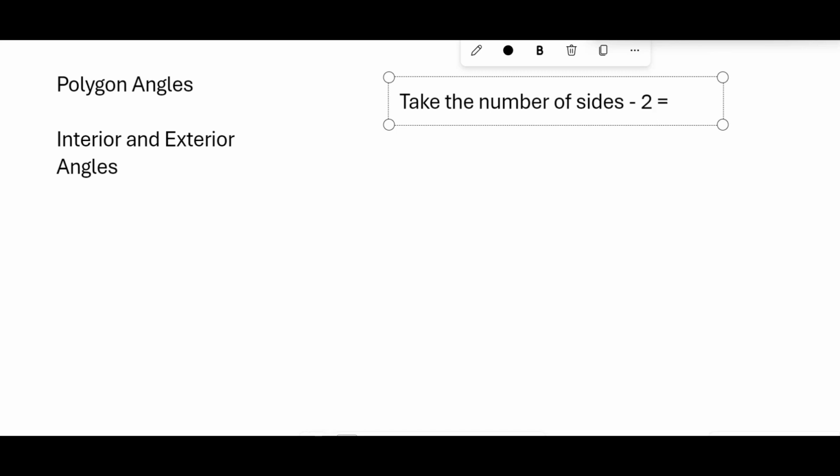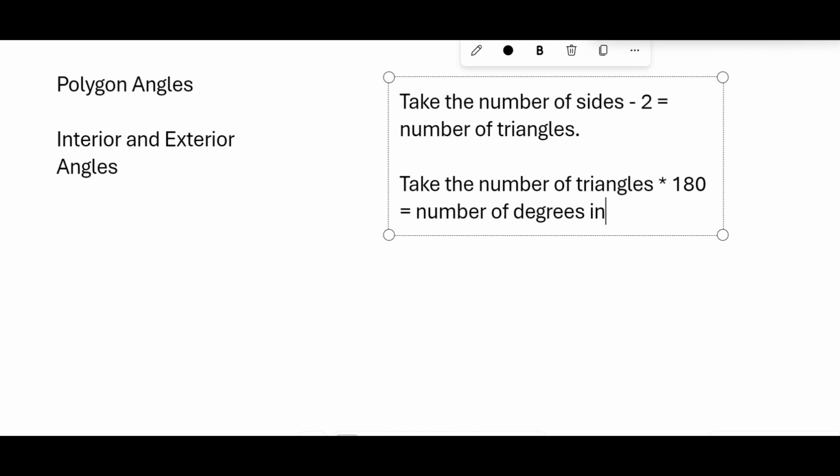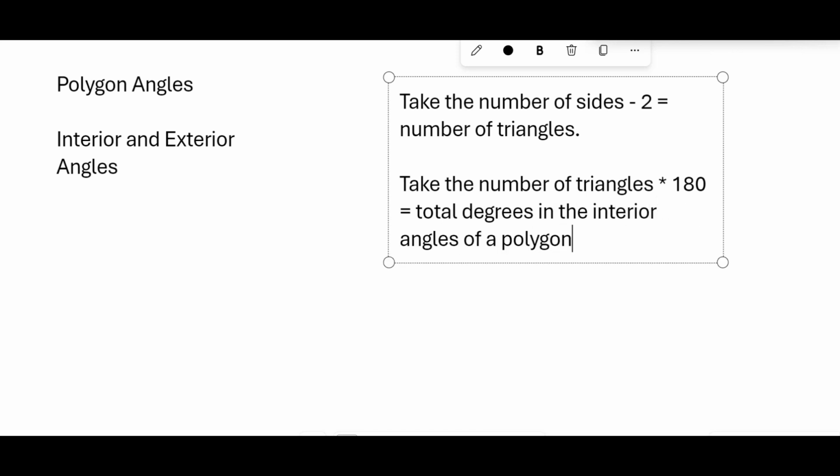And that will equal the number of triangles. And you take the number of triangles and multiply by 180, and that will equal the number of degrees. I will say the sum, or the total degrees, in the interior angles of a polygon.